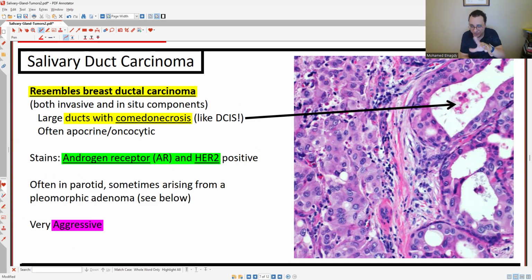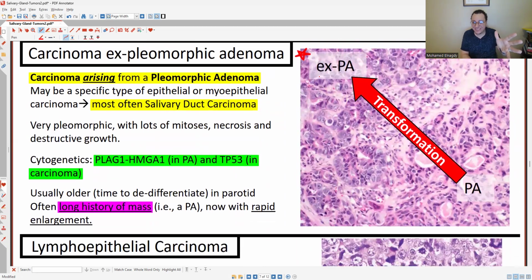But I will tell you the thing. What's carcinoma ex pleomorphic adenoma? It means someone who had a long history of pleomorphic adenoma, had this mass for a very, very long time, and is usually of old age, by the way. Then the tumor transformed to a malignant form, a pleomorphic carcinoma, which they call carcinoma ex pleomorphic adenoma.